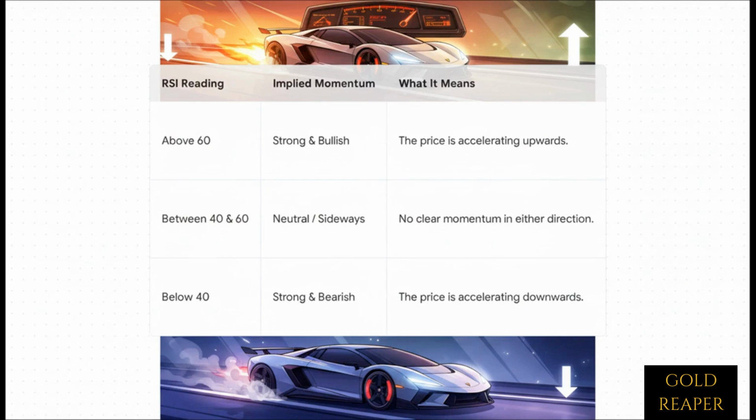And this simple little framework just makes everything click. If your RSI reading is above 60, that's like you're flooring it. Momentum is strong, it's bullish. If it's below 40, you're slamming on the brakes. Momentum is strong, but to the downside, it's bearish. And what about that zone between 40 and 60? Well, the market's just kind of idling, not really going anywhere.